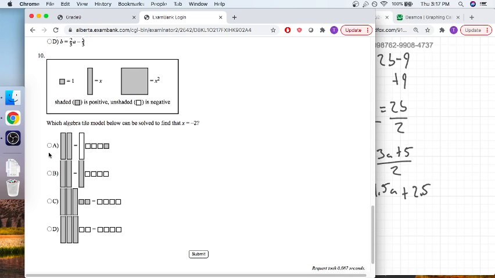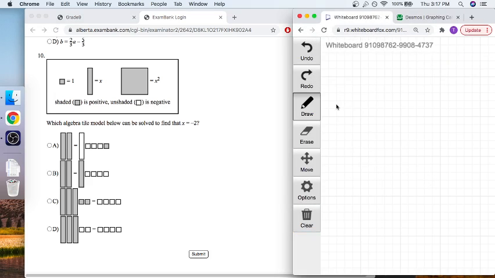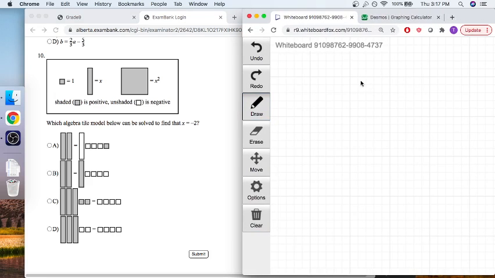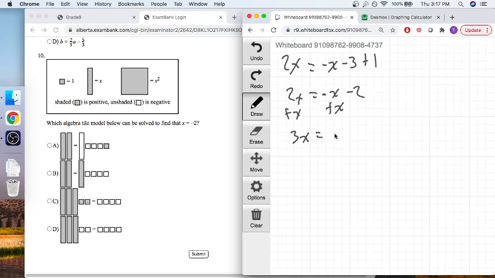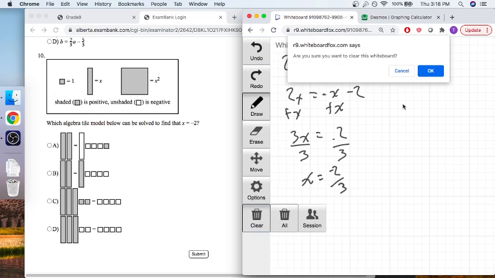Which algebra tile model below can be solved to find x equals -2? Okay. So our first one, this is going to be 2x, because these are represented x, and we've got 2 of them. And then the unshaded one's going to be negative, so we've got -x minus 3 plus 1. So we're going to solve for this. So this is going to be -2, and -x equals 2x. We'll bring all the x's to one side, so plus x, 3x equals -2, and then we'll isolate, so we'll get rid of the 3. So we have x equals -2/3. That is not our answer, so it is not A.